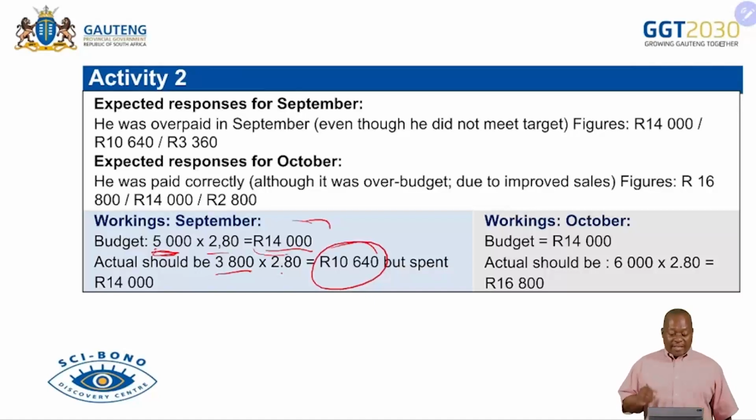But how much was he actually paid? 14,000. Let's go to October. We had budgeted 14, but actually it's 6,280, which is 16,800. So at least in October, it's better because it was paid correctly. But in September, we overpaid the boy. Maybe because he is the owner's son.